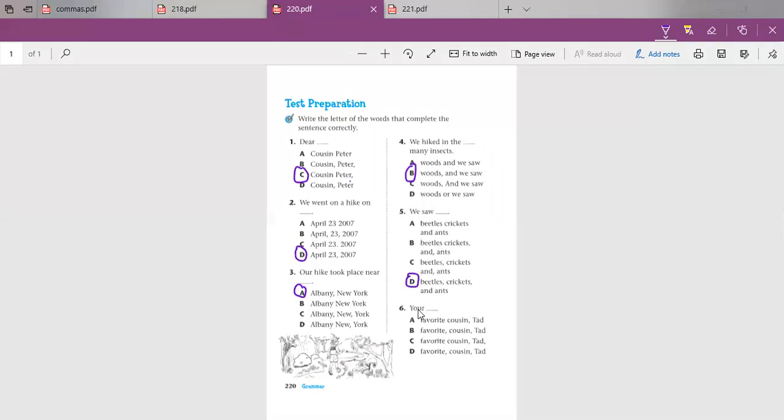Last one. Abdul Rahman, can you read the last one? Your favorite cousin, Tad. So A, B, C, or D? Option A. Excellent. Because your favorite cousin, comma, the name of the cousin. If I am writing it, I will put your favorite cousin, comma, and the name of the cousin. So this is how we finish it.